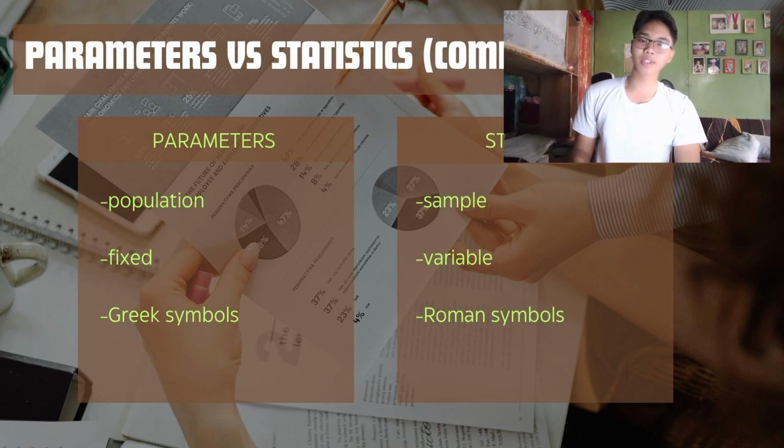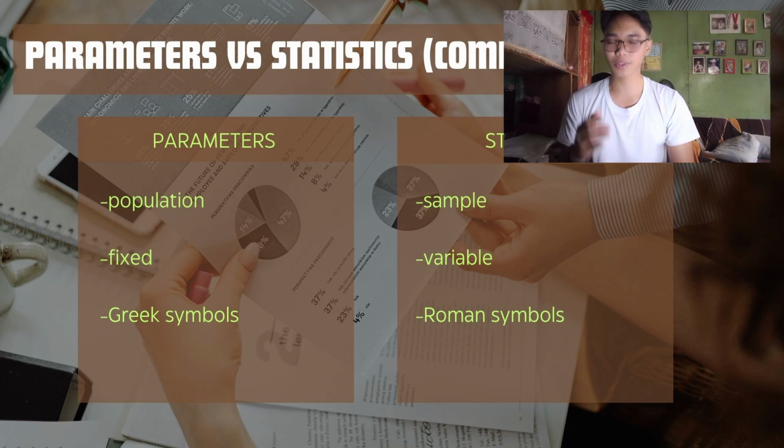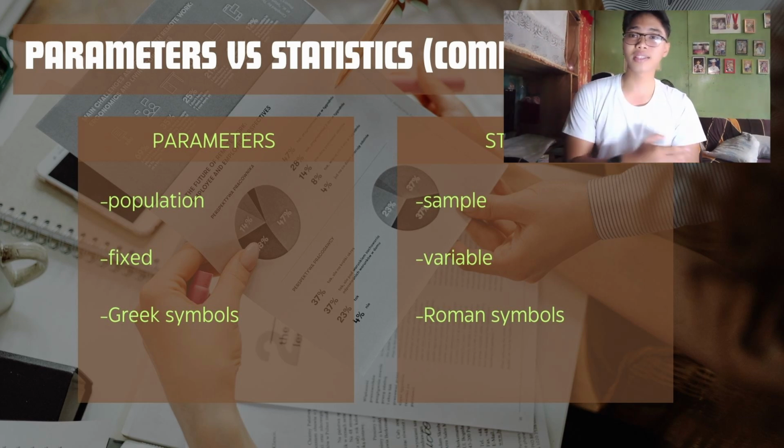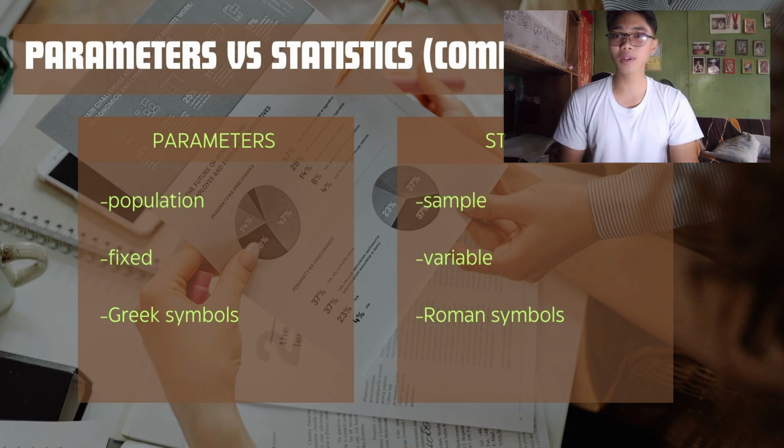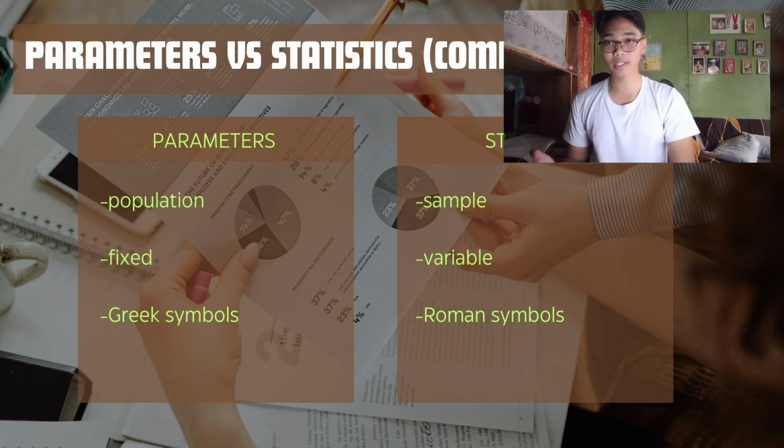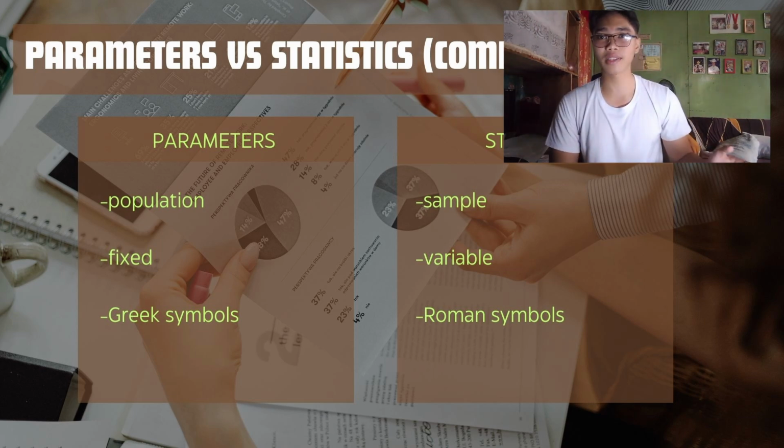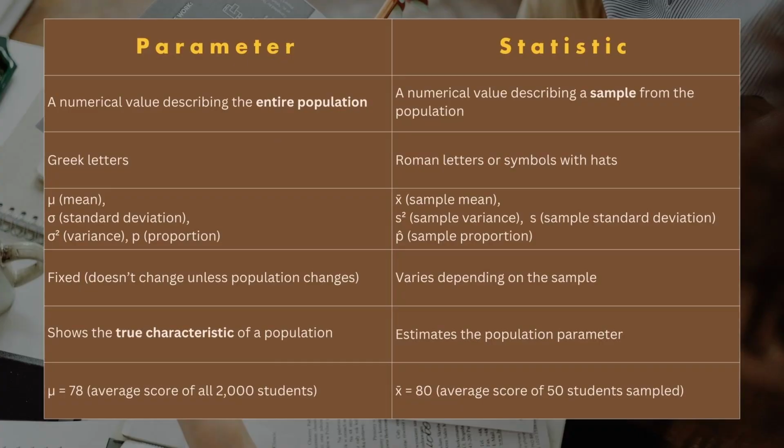We have parameters and statistics. Parameters include a population, are fixed, and use Greek symbols. Whereas statistics describe the sample, are variable, and use Roman symbols. Once again, parameters, Greek symbols; statistics, Roman symbols. Now, a parameter is a numerical value describing the entire population. Meanwhile, a statistic describes a sample from the population.